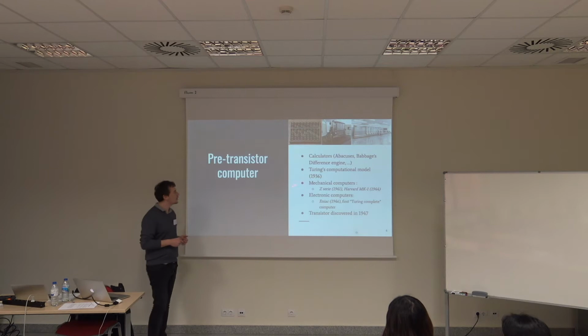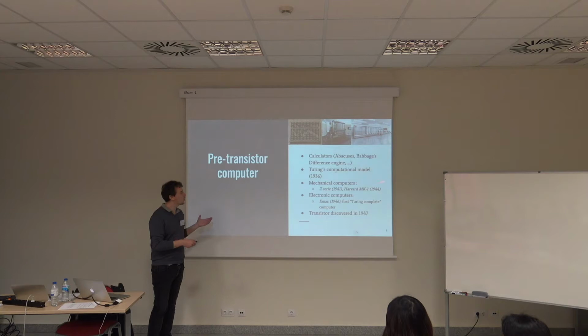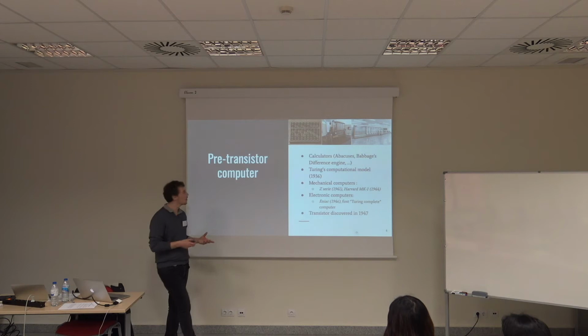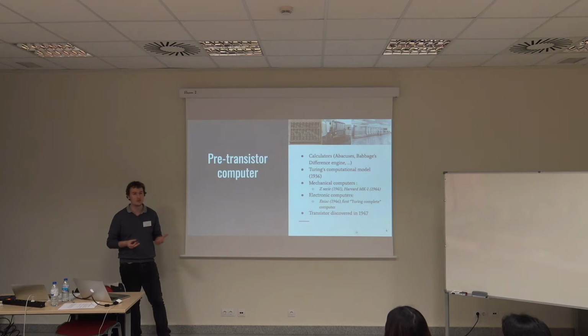Then in 1936, Turing proposed a computational model which paved the way to future computers. People took these models and created the first mechanical computers. They used mechanical parts to do the operations, but they were Turing's computers. We have the Z series in 1941, and the first Turing complete computer, the Harvard Mark I, in 1944. Then people tried to create the first electronic Turing complete computer, the ENIAC in 1946, which used vacuum tubes to do the operations. The problem with vacuum tubes was that they were pretty big and had fault tolerance problems. So in 1947, the transistor was discovered, which paved the way to more powerful computers later.